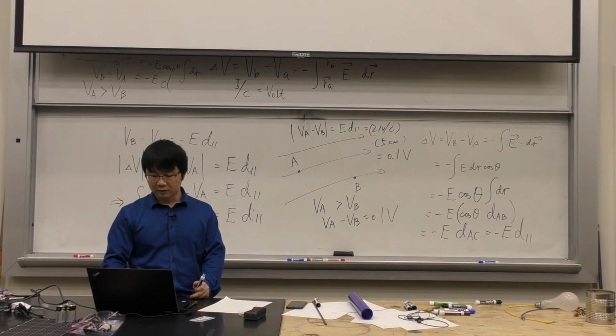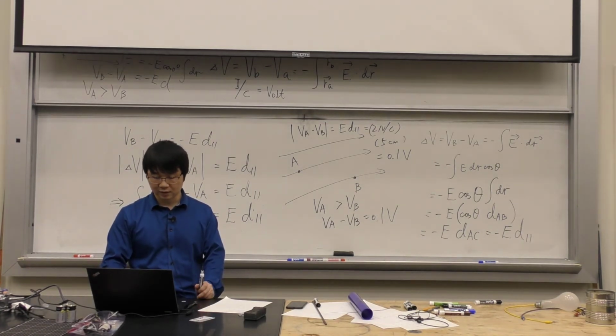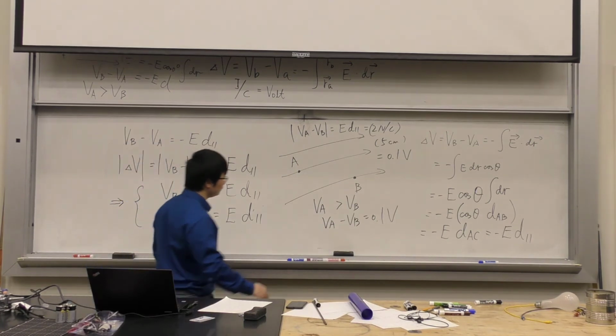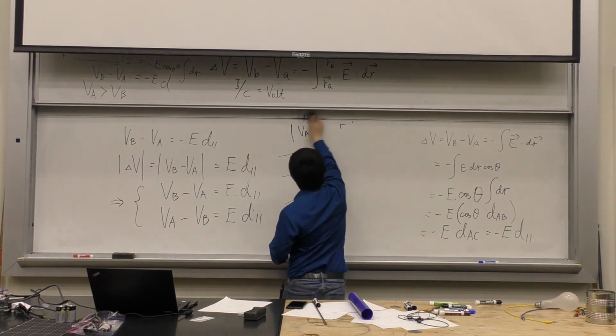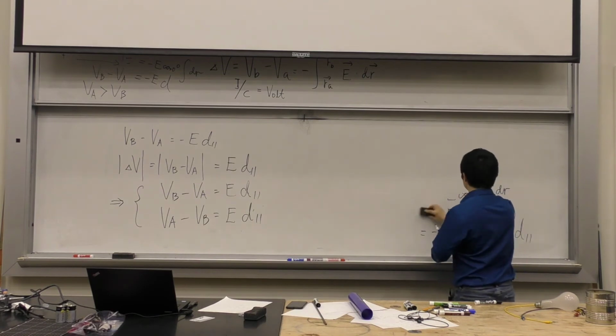Now let's take a look at an example so we can apply this conclusion. That's the example on slide 13. Let's take a look at that. So we still have the uniform electric field. Now let's see what we're doing.